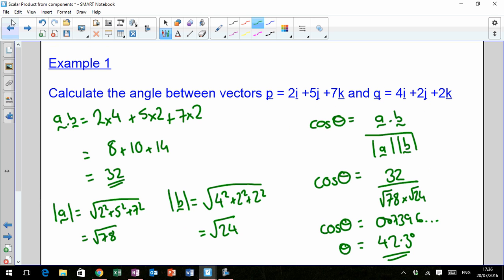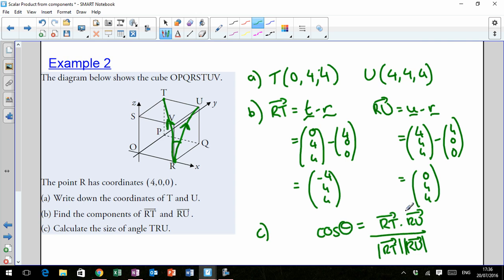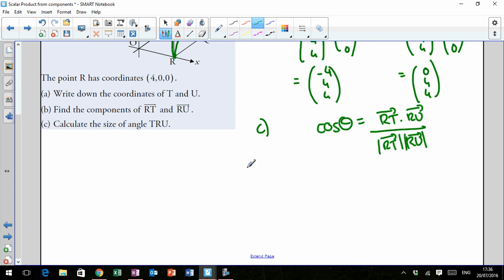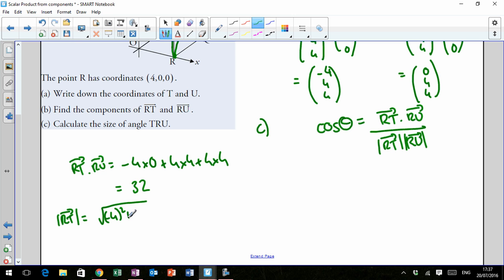This is where I just noticed I've maybe made an imperfection in the last one. I shouldn't have used a's and b's because I'm not using vectors a and b; I should have used p's and q's. Notice in this one I've used RT and RU because those are the vectors I'm using. So that's the legwork I need to do. RT dot RU means -4 multiplied by 0, add 4 times 4, add 4 times 4. That's 0, add 16, add 16, so that's 32. The magnitude of RT is the square root of -4 squared, add 4 squared, add 4 squared, which is root 48. And RU is the root of 0 squared, add 4 squared, add 4 squared: 16 add 16 is root 32.